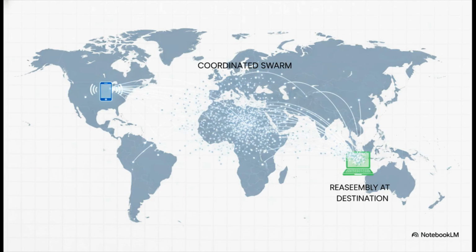So really, the next time you send a file online, don't picture some single thing flying through the internet. Picture this instead, a coordinated swarm of thousands of tiny messengers, each one navigating this complex web on its own, all working together to meet up at the end. That is the magic that makes our digital world possible.